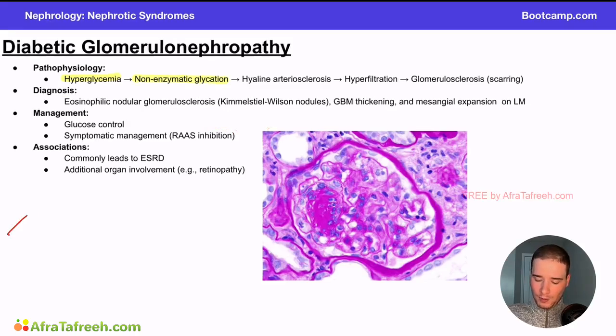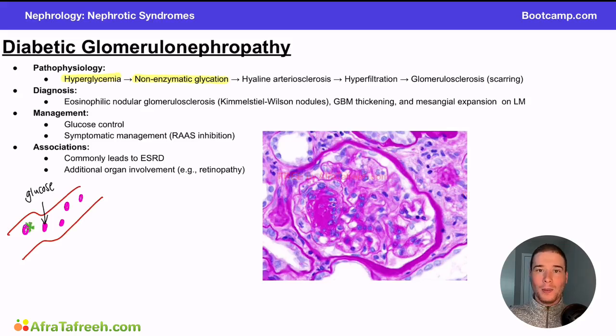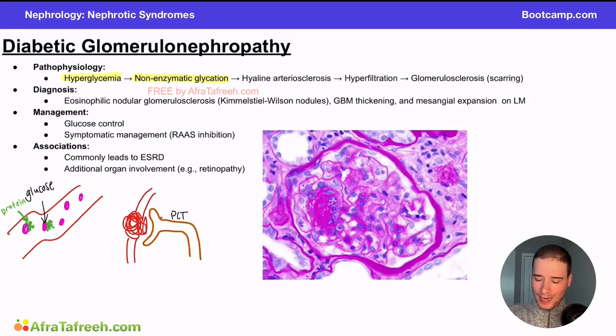And what that means is, if we have a bunch of sugar molecules in the bloodstream, they can undergo a reaction, which does not involve an enzyme, hence the name non-enzymatic glycation, that binds these sugar molecules to various proteins. Now, because in diabetic glomerulonephropathy, these glucose molecules can get through the endothelium, this process of glycation can actually also occur in the basement membrane of the glomerulus. And the glycation of this basement membrane can actually cause a thickening in the arterioles.